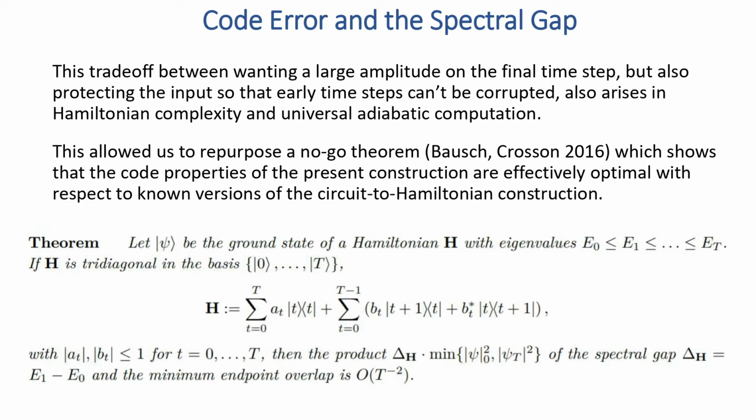So basically this is constraining everything you want to do. You want the gap to be big and you want big amplitude on the input and output, but you can't have it all. This product can't be order 1, for example, like you would really want. So basically, using this modified construction, we've pushed it to the limit of code error and spectral gap.